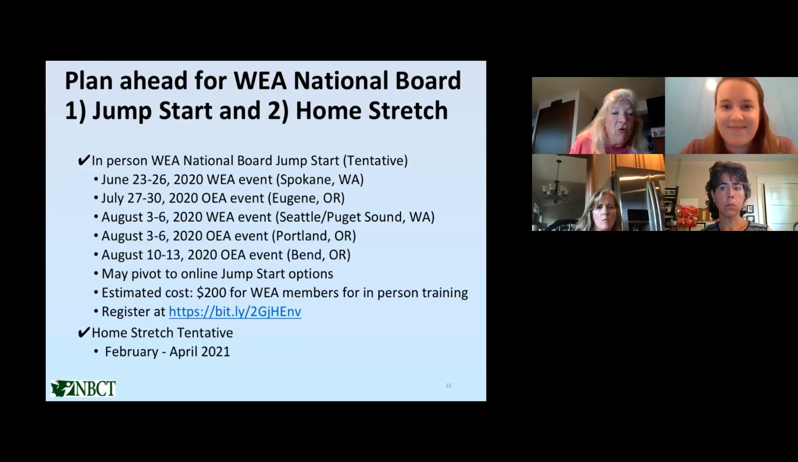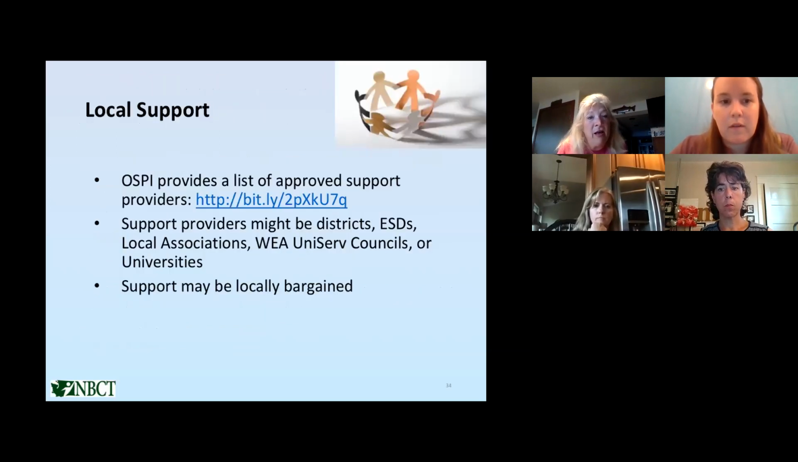There are the cohorts, and then at the end, you have the opportunity to participate in what we call Home Stretch, and it is an opportunity to meet with candidates in your certificate area and do peer-to-peer review, and that is also a statewide event.